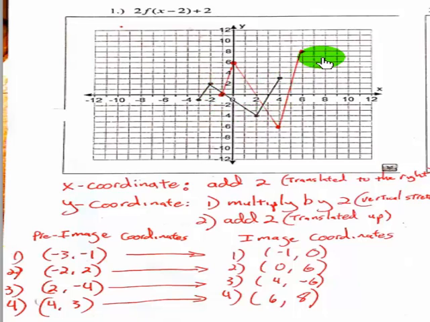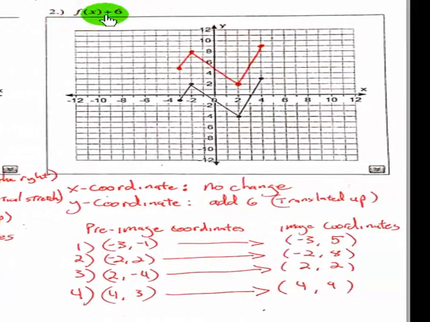With the transformations applied. For number 2, you have no changes for the x coordinate because nothing happens inside the parentheses. Since you add 6 outside the parentheses, you have a vertical translation up, or up 6 units. You're going to, in essence, add 6 to each of the y coordinates. All the x coordinates stay the same. All the y coordinates have 6 units added to them. Negative 3, negative 1 becomes negative 3, positive 5. Negative 2, 2 becomes negative 2, 8, and so forth. And you'll see red is the image of the transformations after they're applied to the black pre-image.